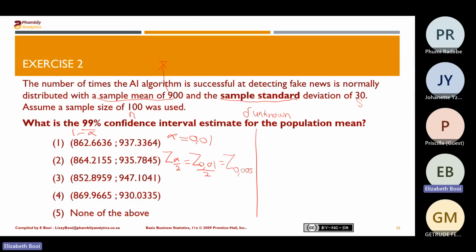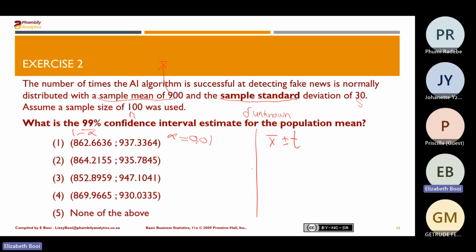2.58. That is our critical value. So we're going to say plus or minus. Oh, what did I do wrong? Can somebody tell me what I did wrong? Our population standard deviation is unknown. So all this is wrong. We spent 2 minutes doing something that is wrong.